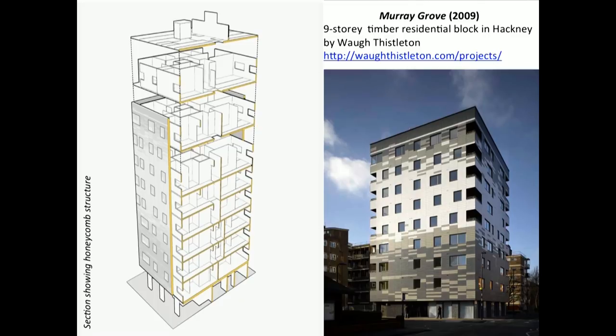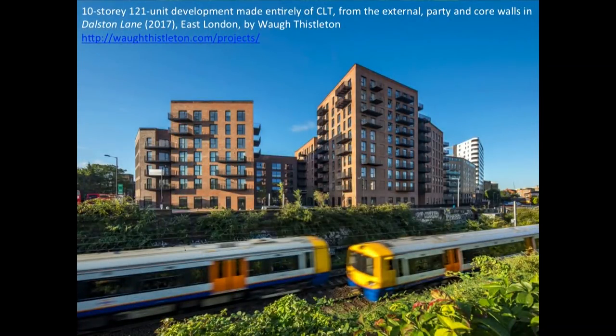It's a tower in Hackney, the Murray Grove block building, and it's fully built in CLT. Another example is a 10-story development in Dalston, 121 units. And this development is claimed to use one-fifth of the material which would be used if it would be built in traditional materials. And also it is claimed to have had 80% less deliveries on site to be built.